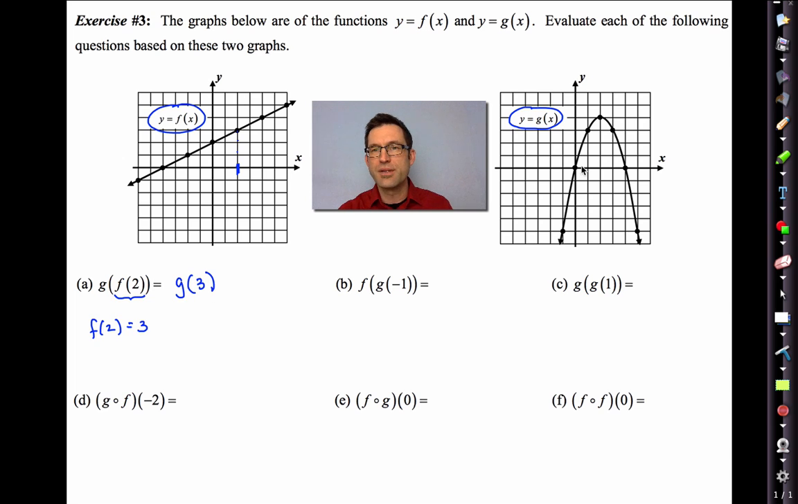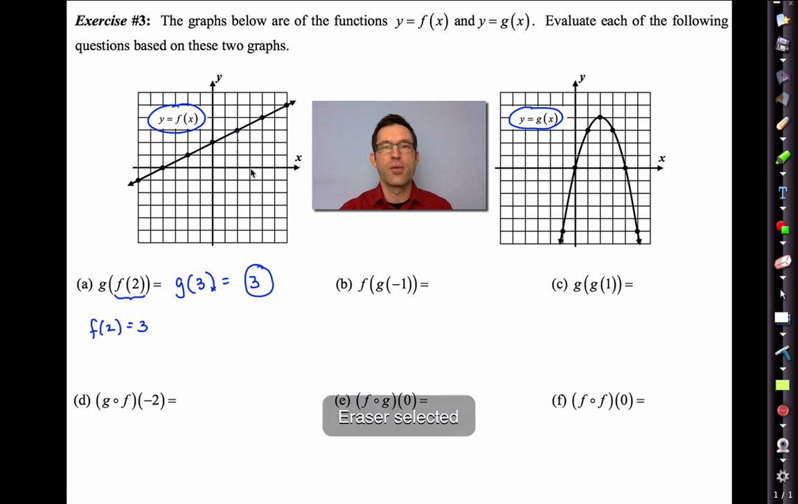So I go over to this, 1, 2, 3, and I find out that g of 3 is 3. All right, I'm going to erase some of that stuff because I don't want it to throw you off.